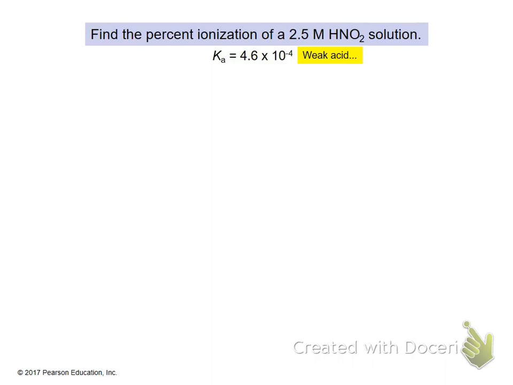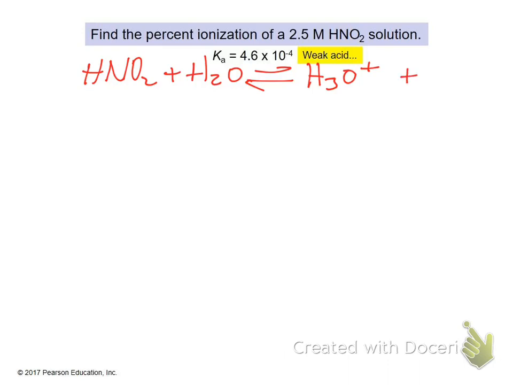So the first thing you want to do is write down the reaction equation. So we have HNO2 plus water, and we get H3O plus and the conjugate base, which is NO2 minus. All right, and then you prep your ICE table. Okay, so we're given the initial concentration here, which is 2.5.